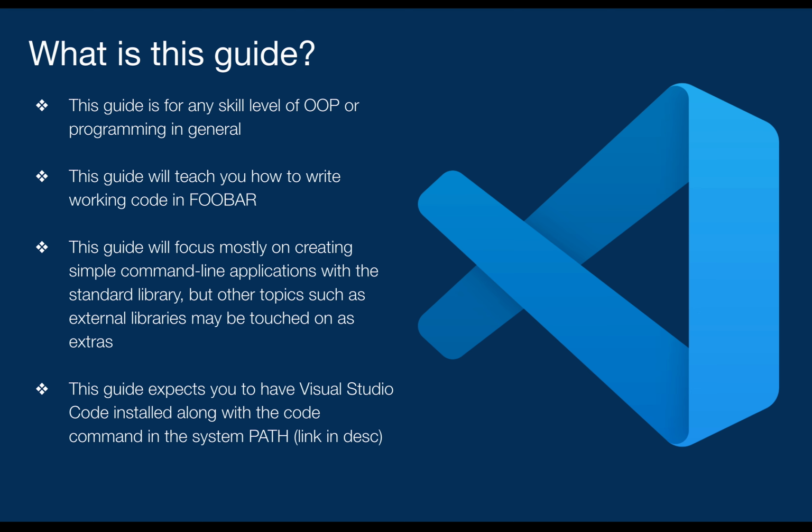This guide will teach you how to write working practical code in the FOOBAR language. It will focus mostly on creating command line applications, so we're not going to be doing a bunch of stuff with graphical user interfaces, just using the standard library. There may be some episodes in the future on how to import external libraries, but those will mostly be bonuses. The crux of the guide will basically be solving these basic programming problems in the command line.